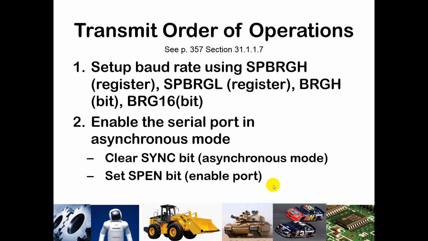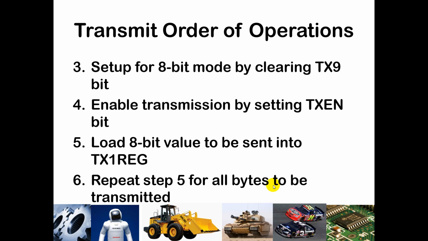So clearing SYNC puts you in asynchronous mode, setting SPEN enables serial ports, and then you'll have to set up for 8-bit mode. We're going to clear the TX9 bit, so you can simply say TX9 equals 0. You're going to enable your transmission with the TXEN bit, so just say TXEN equals 1. That enables the transmission. And then whatever value you want to transmit, you're going to put into the TX1REG register.